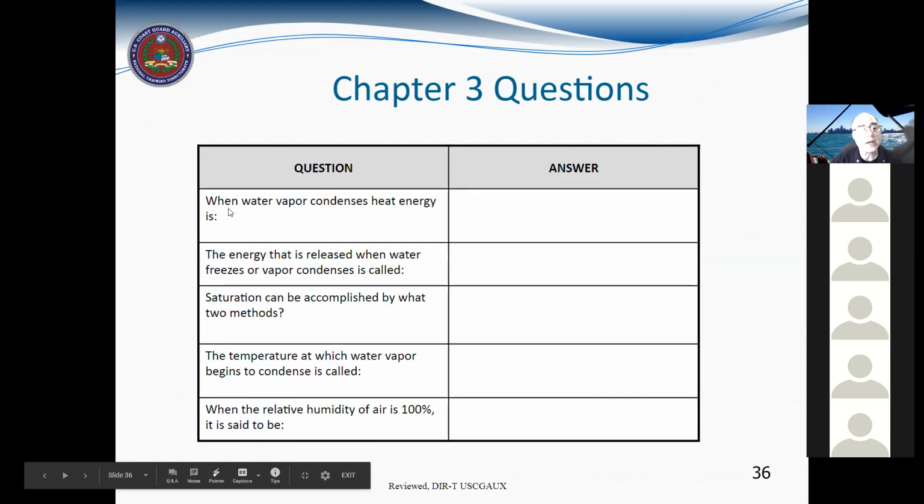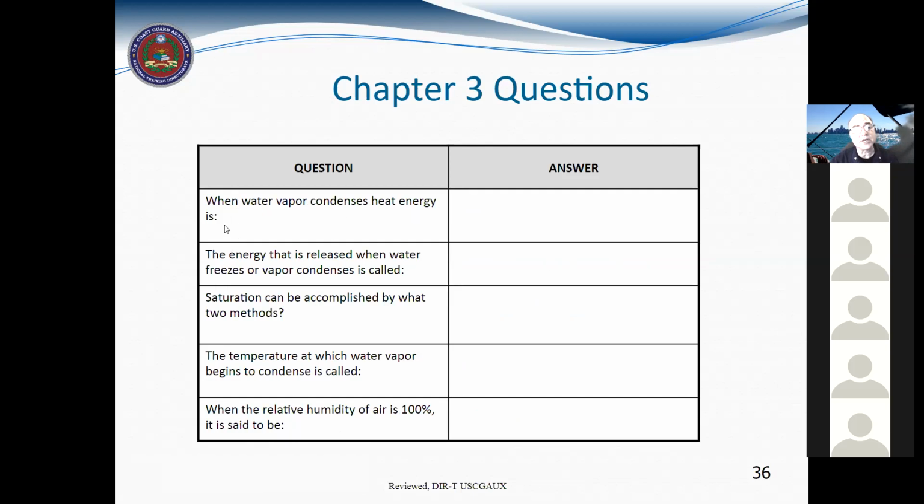Next one is for Bill Vahey. I don't know if he's here. Bill, you here? When water vapor condenses, heat energy is? You here, Bill? Chris Strawman, when water vapor condenses, heat energy what? It's released into the atmosphere. Excellent.